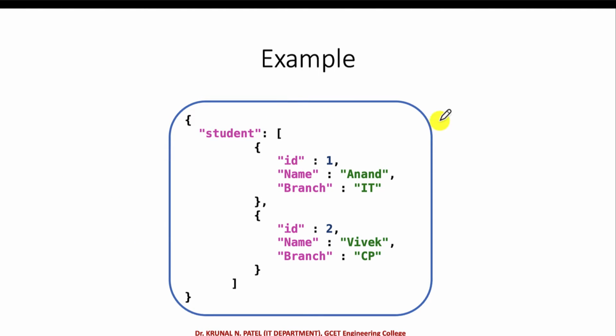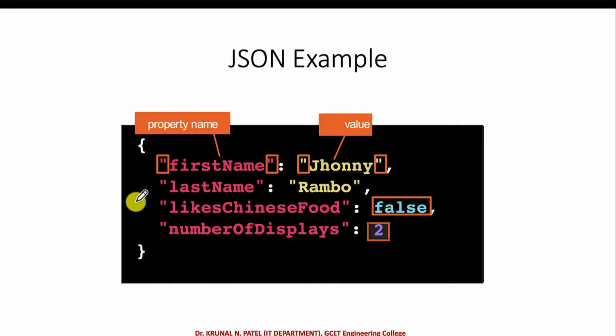Now here is a very simple example of one JSON file. Suppose I want to create an object of students, right? So student, and here ID, name, and branch. Again ID, name, and branch, right? You can see this is how you can create one JSON file, and then you can manipulate this JSON file with any programming language, right?